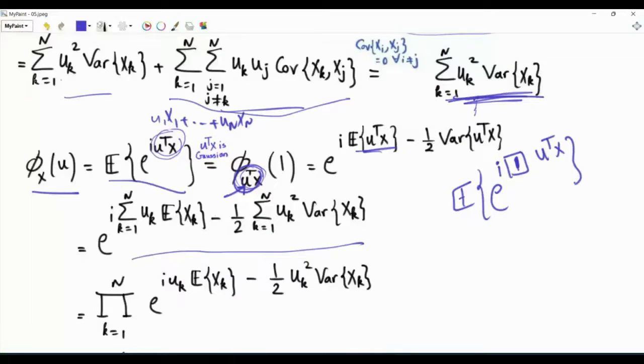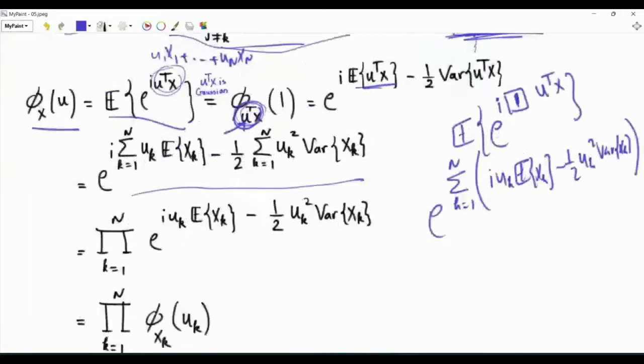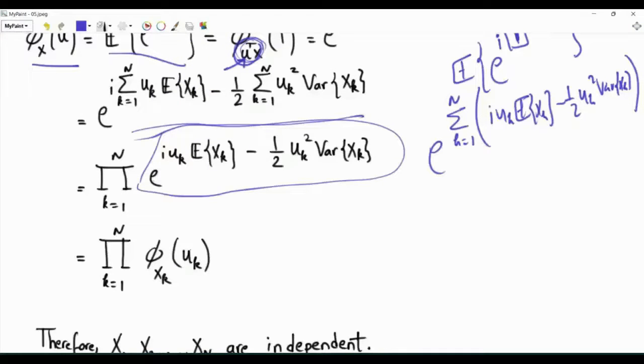We have sums in the exponent, okay, and so we can write this as e to the summation k from 1 to n, and then I uk expected xk minus half uk squared variance xk. And then rather than having a sum in the exponent, we can write this as a product of exponentials. And if you look at each exponential, it is exactly the characteristic function of xk. This is the characteristic function of xk evaluated at uk.